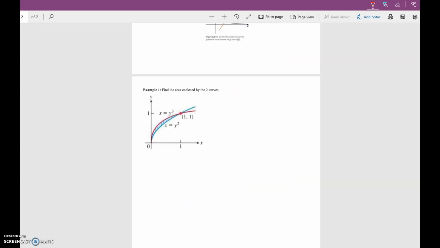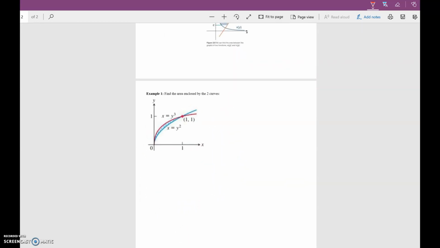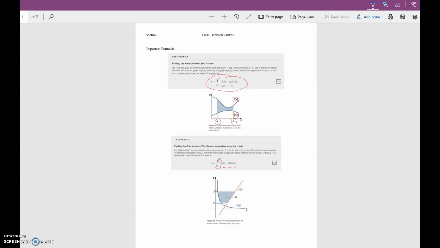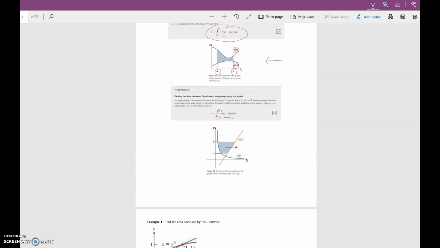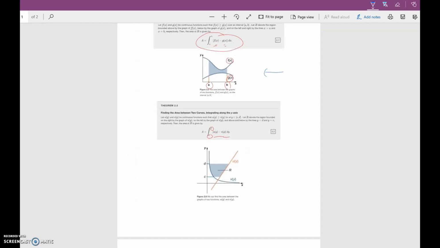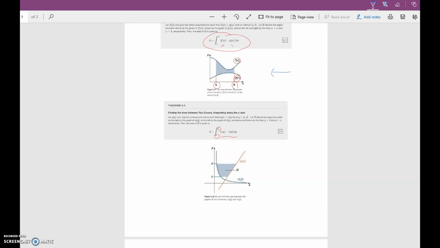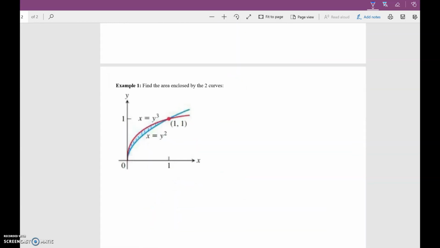Now, let's take a look at example 1. What I'm going to do in example 1 is express it using theorem 2.1, just so that you see it. Oh, I forgot to mention, if by any accident you put this backwards, you could just fix this by putting the absolute value, and then you would be calculating the same area. Okay, so let's take a look at example 1.